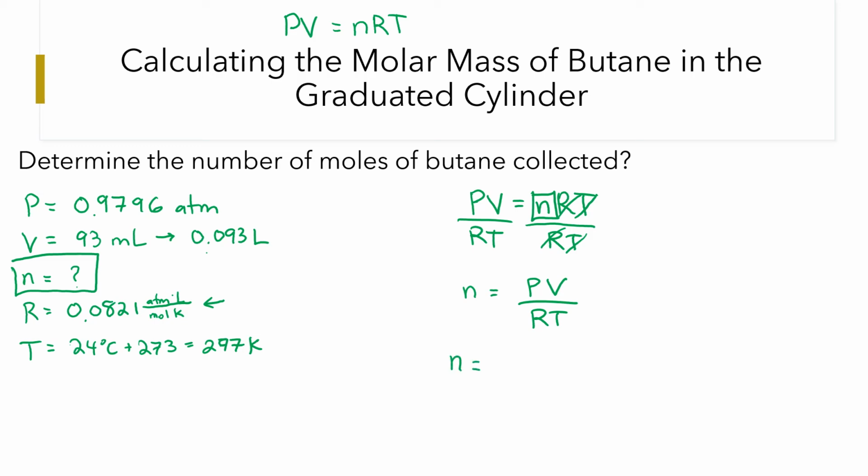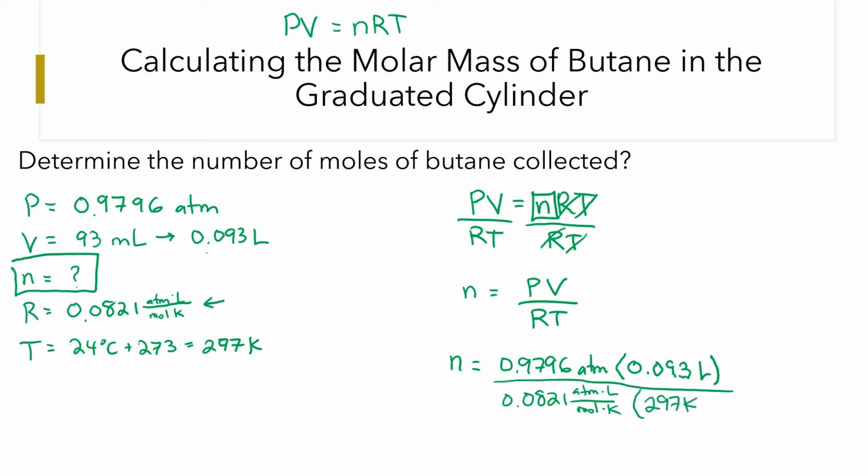Next step, substitute. So n equals P, which is 0.9796 atmospheres, times volume, which would be 0.093 liters, divided by the gas constant with its unit, atmospheres liters over moles Kelvin, times that temperature, 297 Kelvin. And when I do, I get, with 2 sig figs, 0.0037 moles.